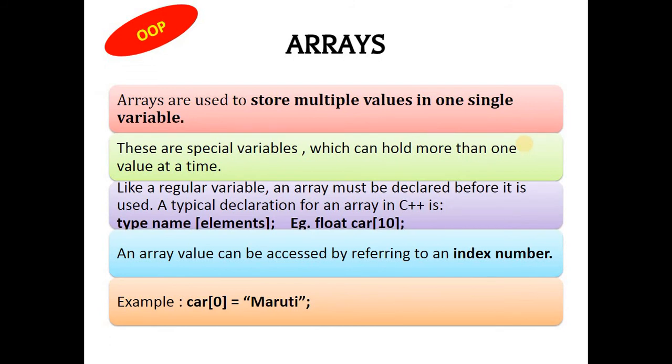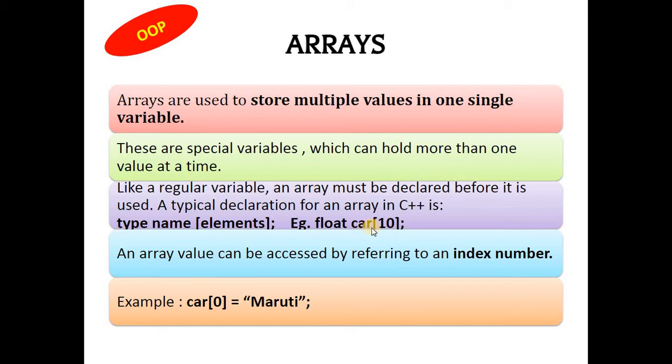An array is used to store multiple values in one single variable. That means these are special variables which hold more than one value at a time. For example, in C++, to declare an array you have to give the type, that is the data type, the name of the array and how many elements you are going to store in that single variable. For example, float is a data type, car is the name of the array, and it is saying that it is going to store 10 values inside the variable car.